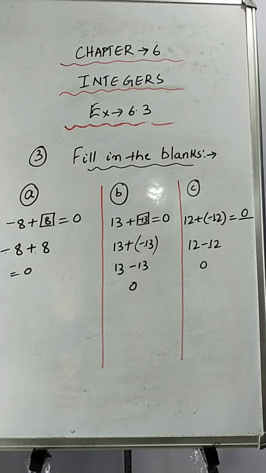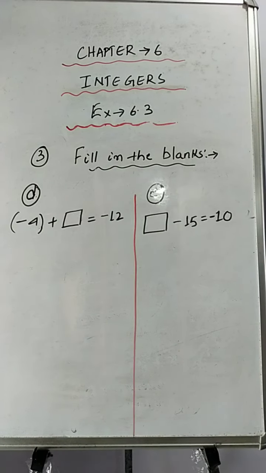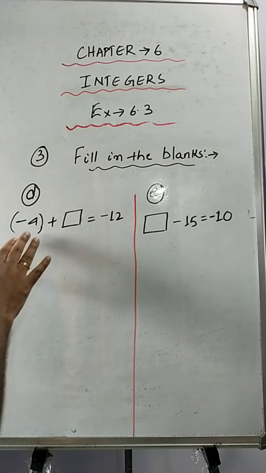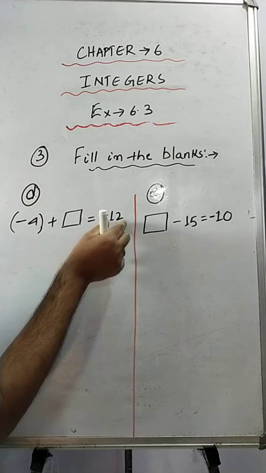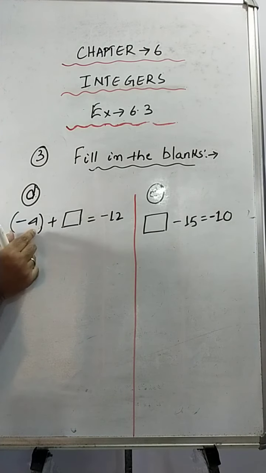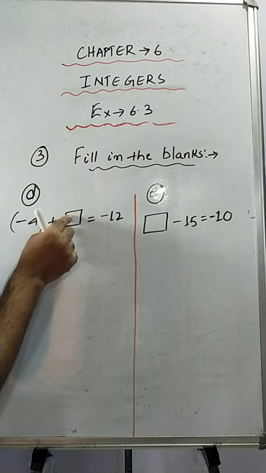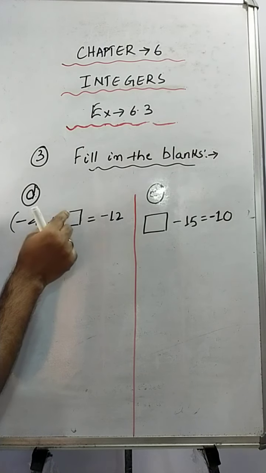So let's move on to the last 2 sums. That is D and E. In sum number D, we have minus 4 plus box is given, and then the result should come minus 12. So from the result, you have to subtract this number so that you will get the answer of this box. Okay. So what is the number you will get?